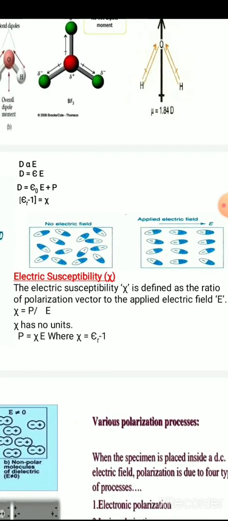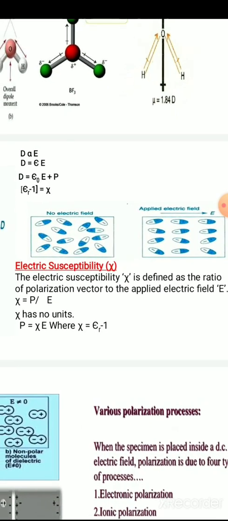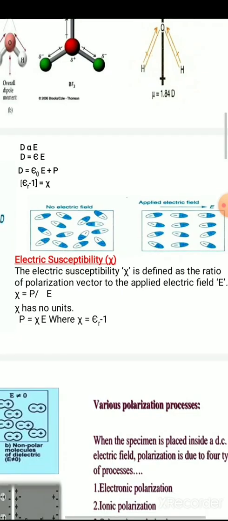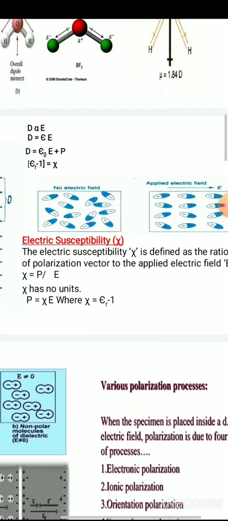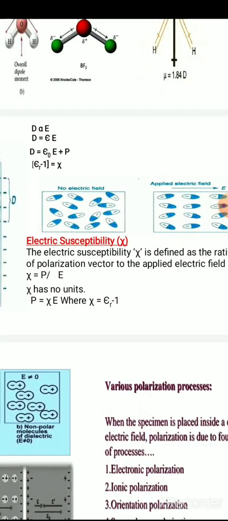Electric susceptibility Xi is defined as the ratio of the polarization vector P to the applied electric field E. Xi equals P by E. Xi has no units, meaning electric susceptibility has no units. P equals Xi into E. Xi equals mu R minus 1. Xi equals epsilon R minus 1.